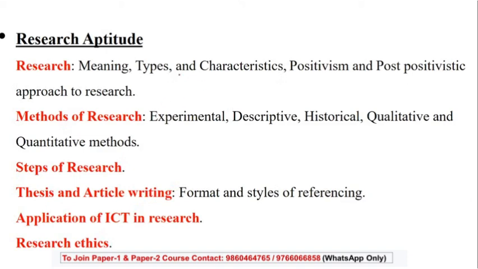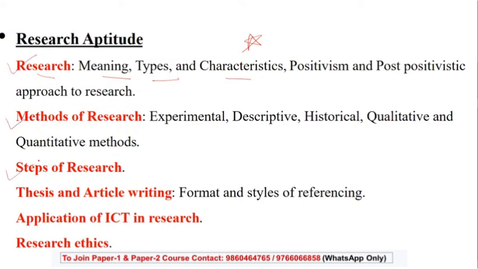Syllabus, which is very important for you to understand. So basically you have on an average 6 subtopics. The first topic is completely on research, where you will be talking about the meaning of research, types of research, characteristics of research, positivism and post-positivistic approach, which is a very important topic. Definitely there is a question out of this. Methods of research: experimental, descriptive, historical, qualitative, quantitative, and other methods are also there, which we are going to see because those were part of your questions in the previous years' papers. So for methods also, there is definitely one question.